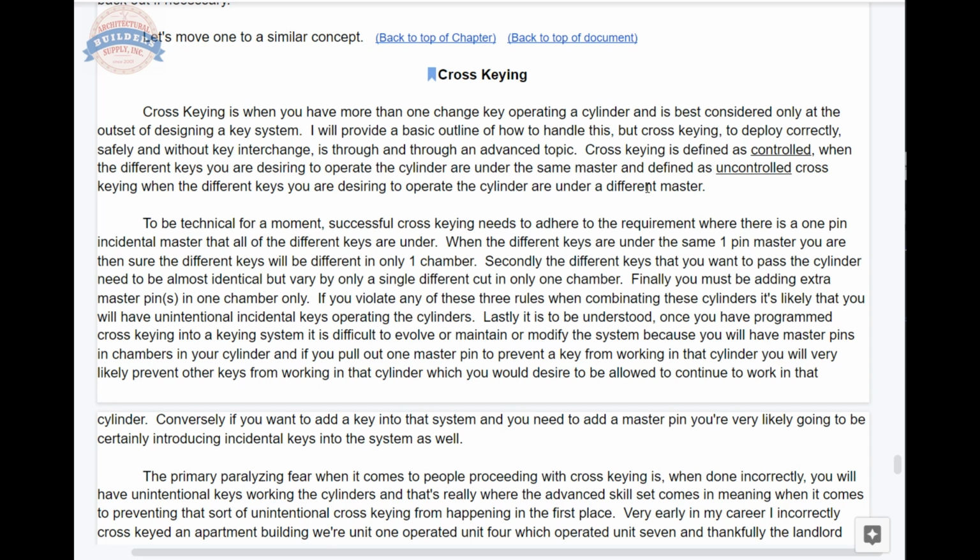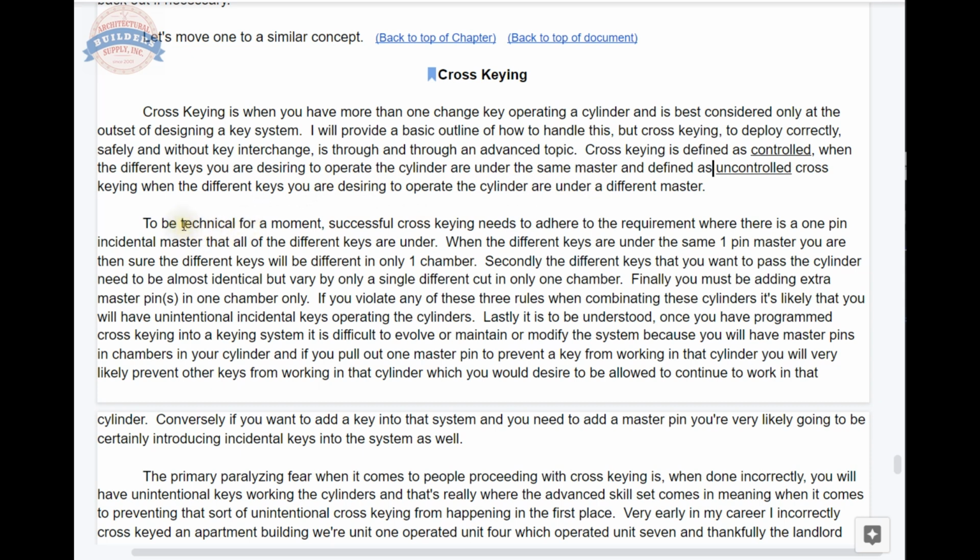And in this document, there is certainly at least one link to a list council definition of terms. I would just simply suggest that you read that because it's been written by a group of locksmiths who have all agreed, I would imagine by majority, that that is how the definition should be. So uncontrolled is when the different keys you are desiring to operate the cylinder are under a different master.